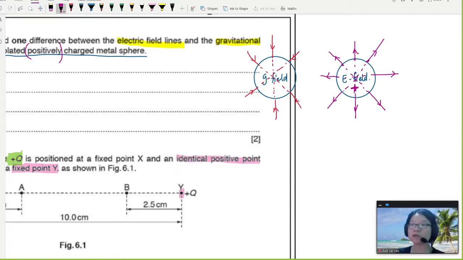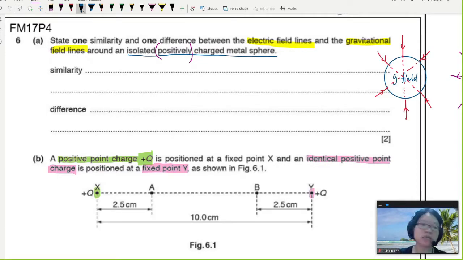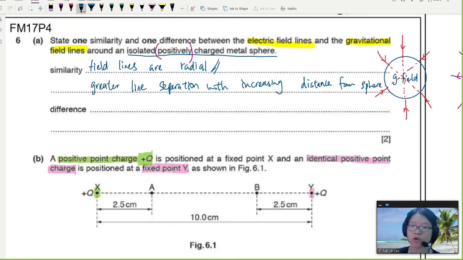So we're going to write both the similarities and differences now in a simple sentence because it's just 1 mark each. For similarities, we need to describe the lines. So the field lines are radial, which is good enough. Or you could say greater separation of lines with increasing distance from the center of the sphere, because as you travel away from the center, the lines are further apart. But radial lines are easier to write in a sentence.